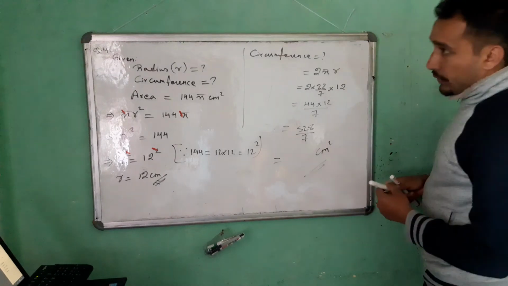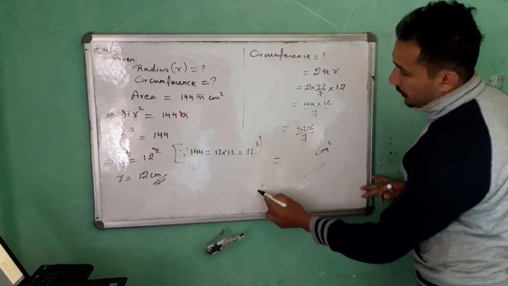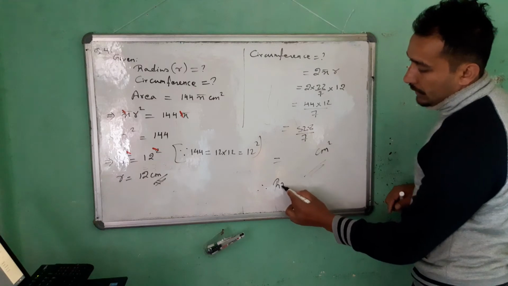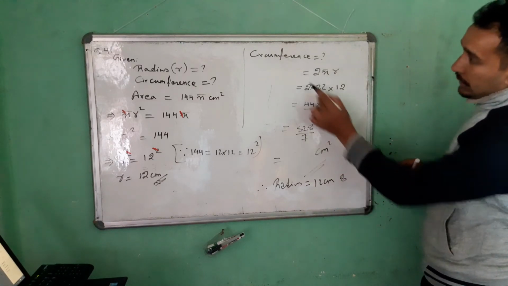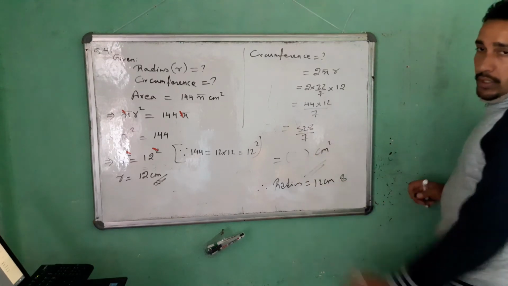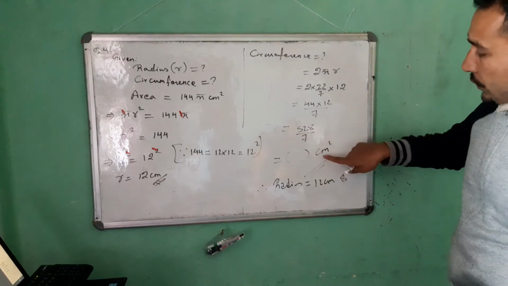This is how we have to do. After this you write down the conclusion. Therefore radius is equals to 12 centimeter and circumference is equals to whatever you get out here, you write that, along with this unit centimeter square.